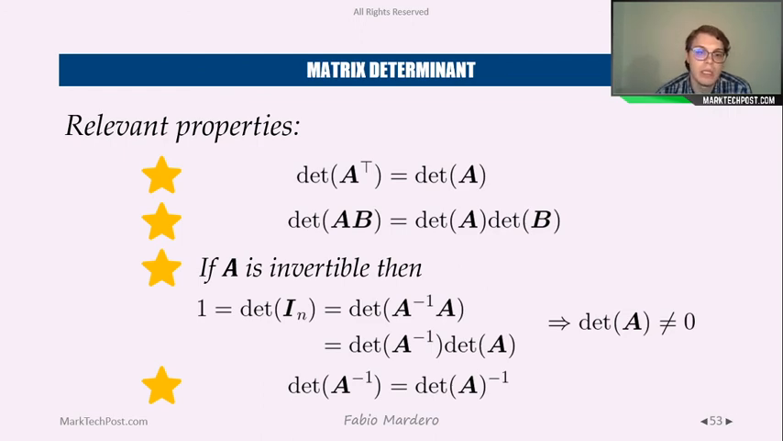The fourth property is that if the inverse of a matrix is defined, then its determinant is equal to the determinant of A to the power of -1.